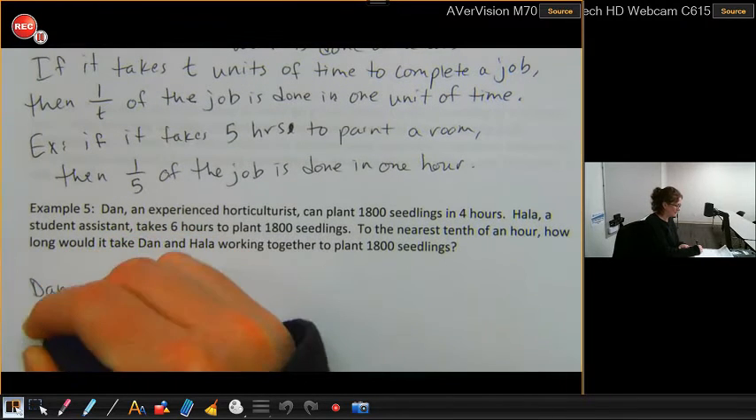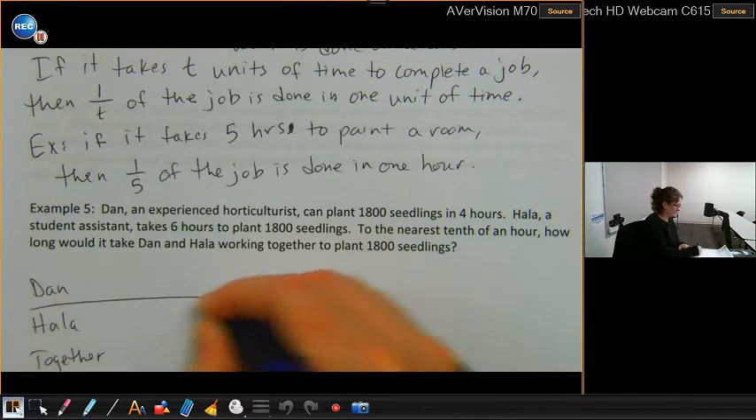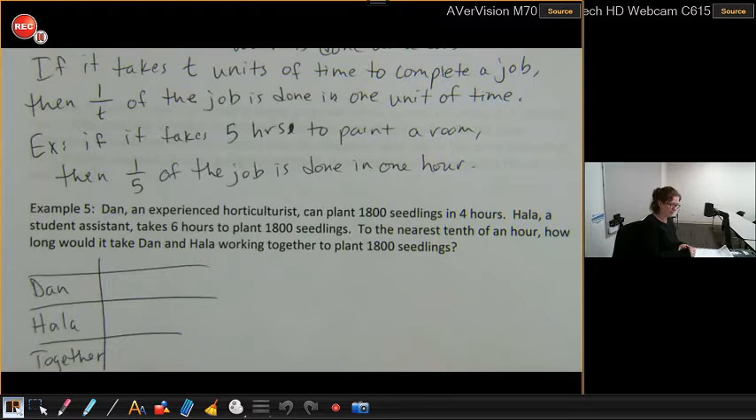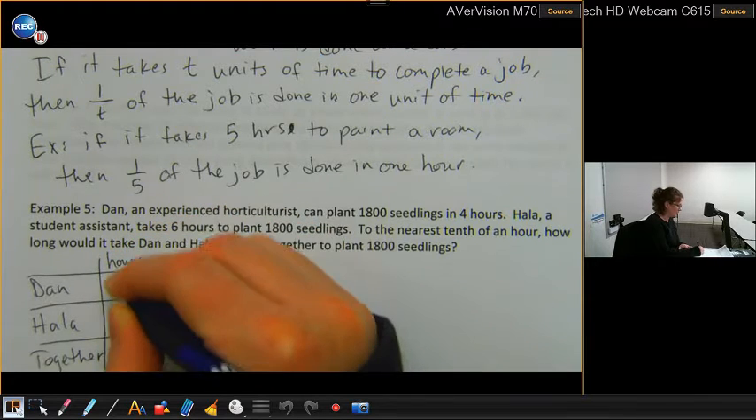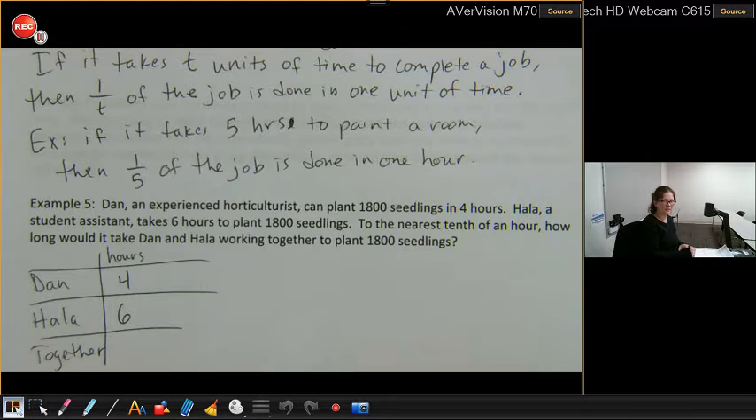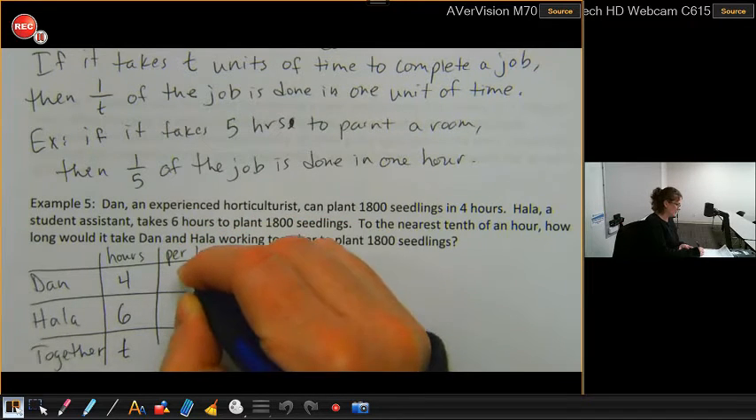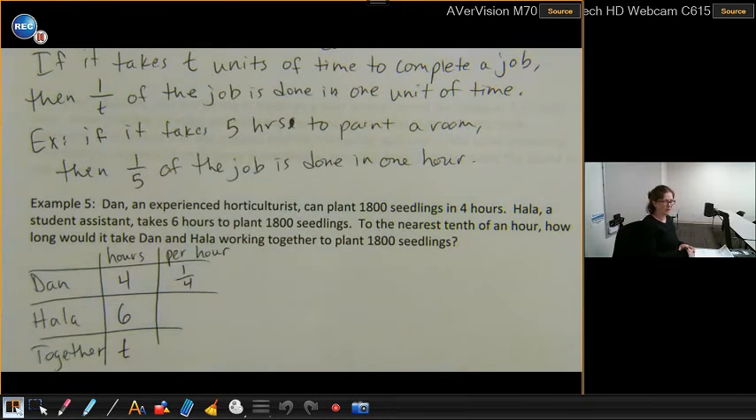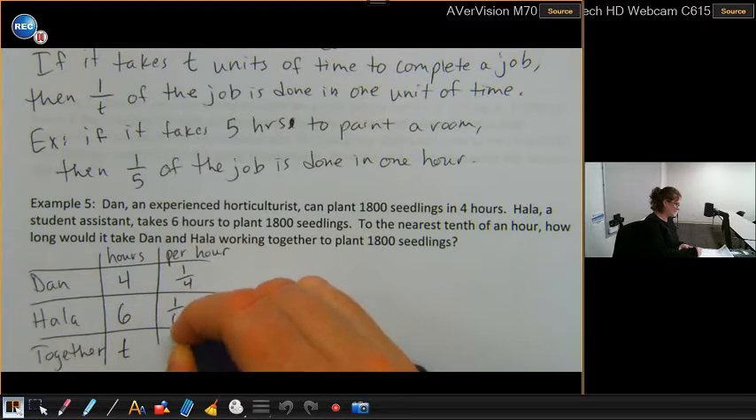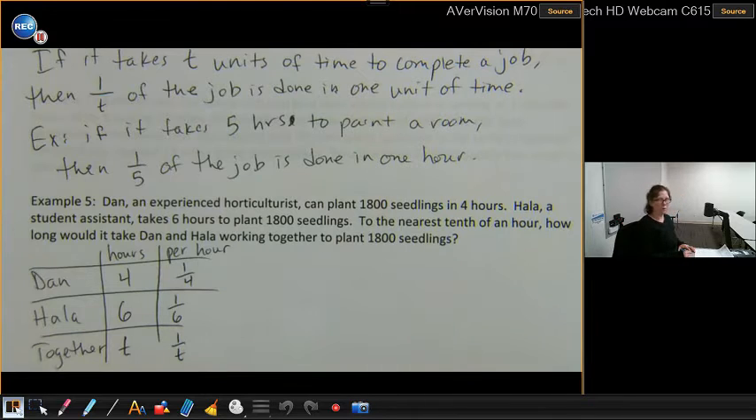We have Dan, we have Hala, and we have together. The number of hours it takes Dan is 4. The number of hours it would take Hala is 6. Together is our variable. So per hour, Dan would get 1/4 of the job done. Per hour, Hala gets 1/6 of the job. Together, they get 1 over T done per hour.